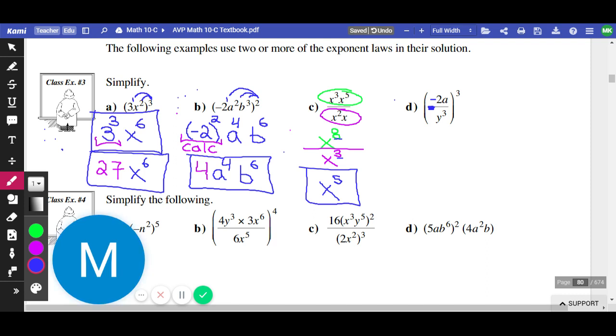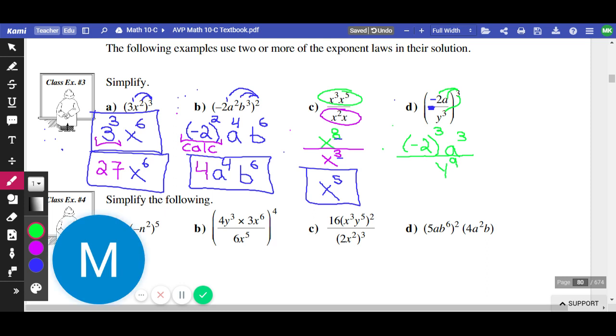Awesome. Now we have inside the brackets, and then we have an exponent outside. So that exponent has to come to every single term. And it multiplies by all the other exponents. In our case, the first one would be negative 2 to the power of 3, a to the power of 3, y to the power of 9. Right? Because 3 times 3 would be 9.